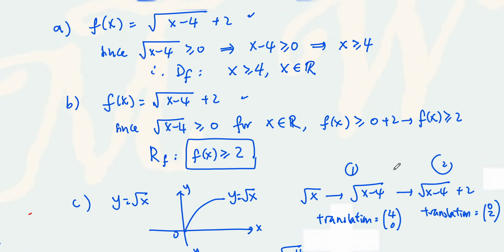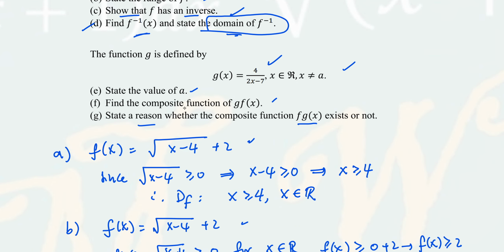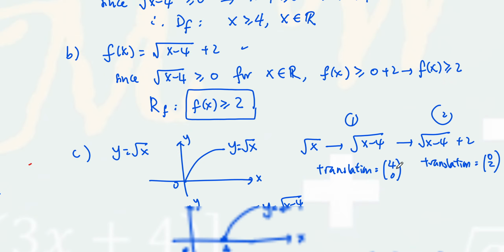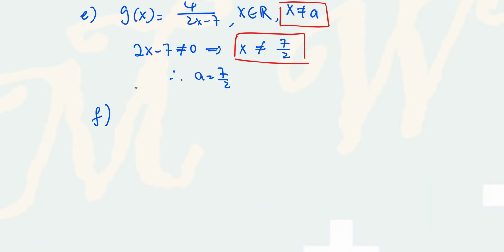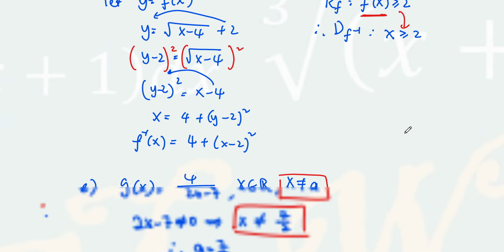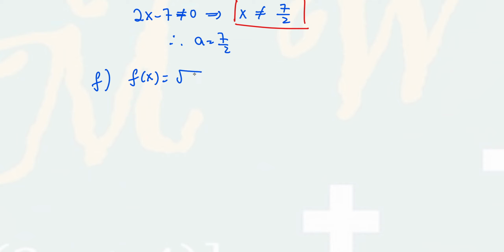Now F. Find the composite function for gf. Okay, so now I will rewrite my f(x) first. So my f(x) is square root of x minus 4, plus 2. Then my g(x) is 4 over 2x minus 7.